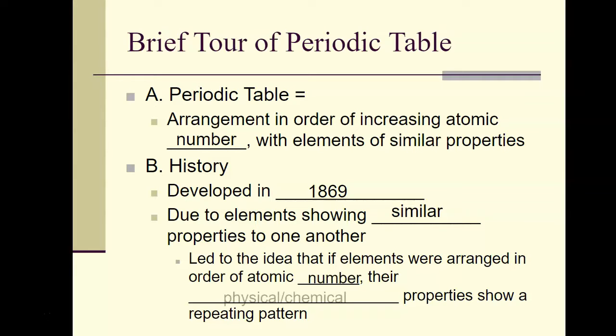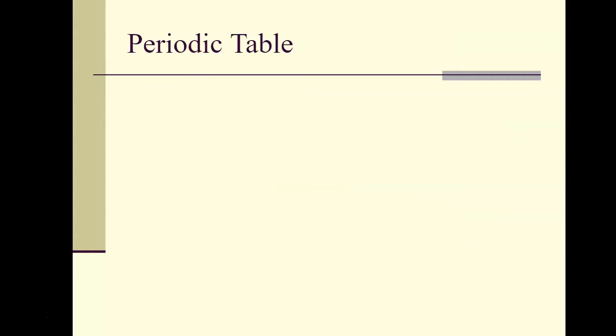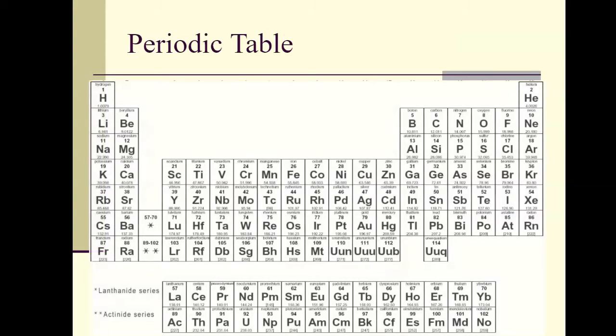Okay, so here, just to finish this up, putting them in this order led to the physical and chemical properties of our elements showing a repeating pattern. Okay, here's just an example of our periodic table. Again, it goes in order of increasing atomic number. That's this number right here, number of protons and number of electrons for a neutral atom.